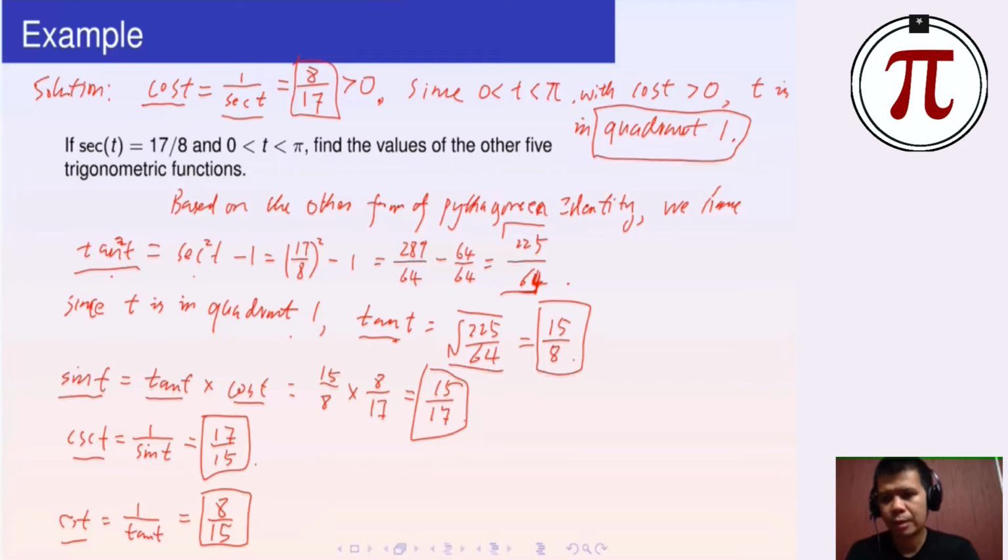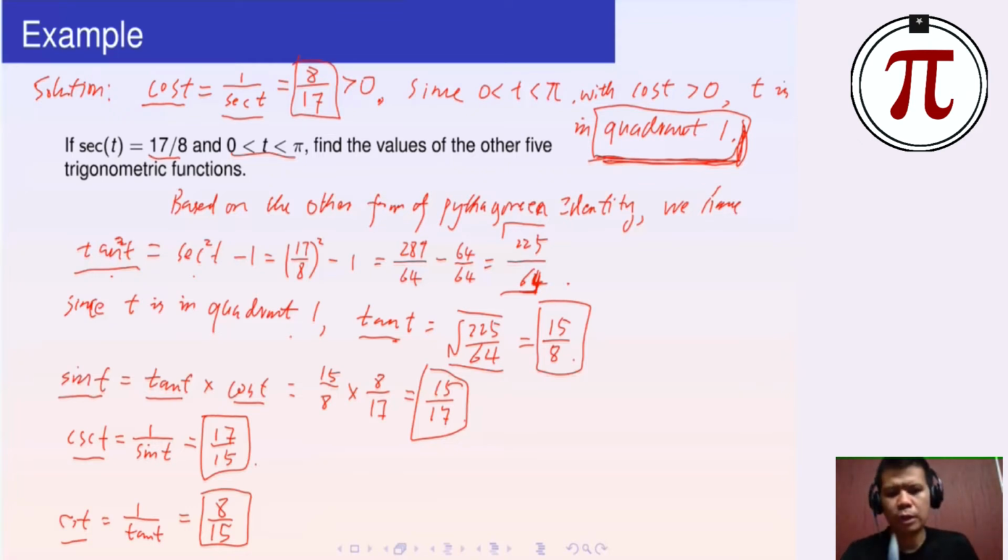Now you see the key step here, the most important, deciding step: make sure that you identify the quadrant first. The quadrant is not given but implied by the value and this range, so we can see that it's in quadrant 1. Another key is using the Pythagorean theorem identity. Here we use the other form.